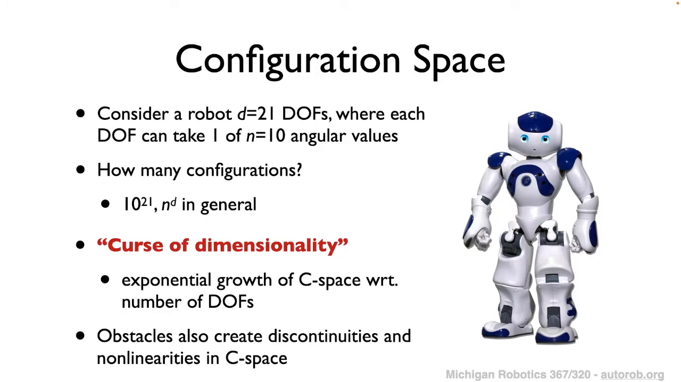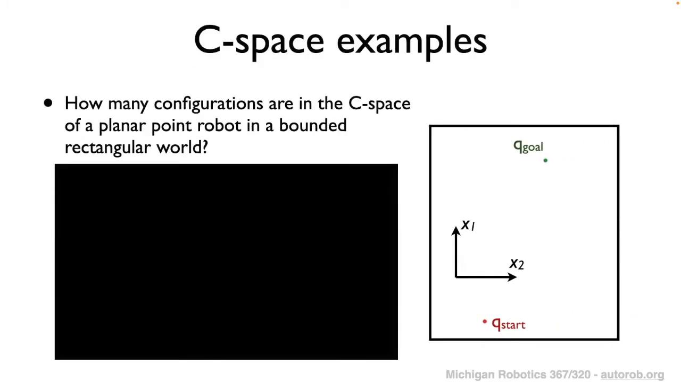Another point we should make is that in this particular example, we haven't considered any obstacles or joint limits yet. But if we were to incorporate obstacles or joint limits, these would become discontinuities or potentially nonlinearities within our configuration space. So let's look at another example that should be familiar.